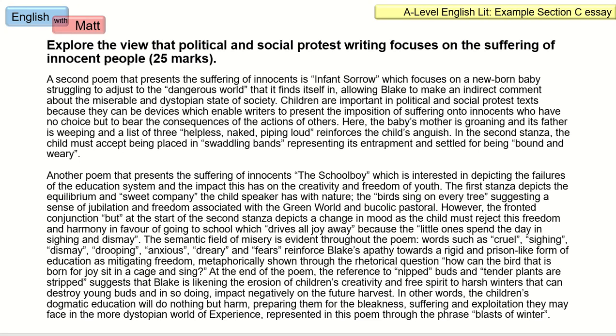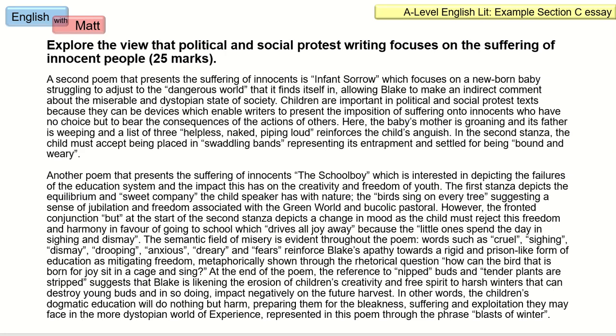At the end of the poem, the reference to nipped buds and tender plants are stripped, suggests that Blake is likening the erosion of children's creativity and free spirit to harsh winters that can destroy young buds and in so doing impact negatively on the future harvest. In other words, the children's dogmatic education will do nothing but harm, preparing them for bleakness, suffering, and exploitation that they may face in the more dystopian world of experience, represented in this poem through the phrase blast of winter.